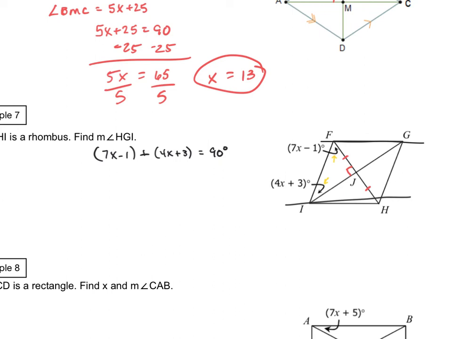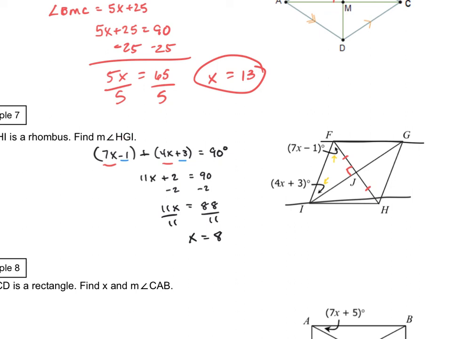So go ahead and combine like terms, and I end up with 11x plus 2, because 3 minus 1 is 2, is going to be equal to 90. Add 2 to both, not add 2, inverse operations, right? Subtract 2 from both sides. 11x is going to be equal to 88. Divide by the coefficient of 11, and x is going to be equal to 8. So we found out that x is equal to 8, but that's not what they wanted us to know. They wanted us to find out HGI.